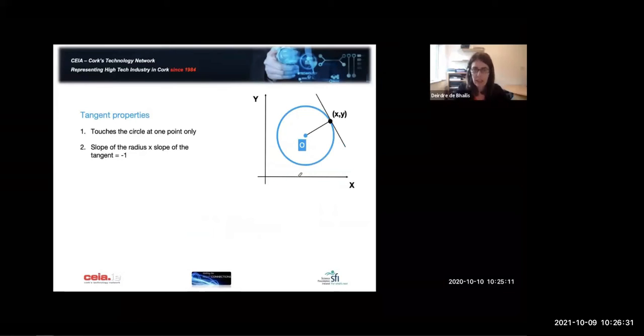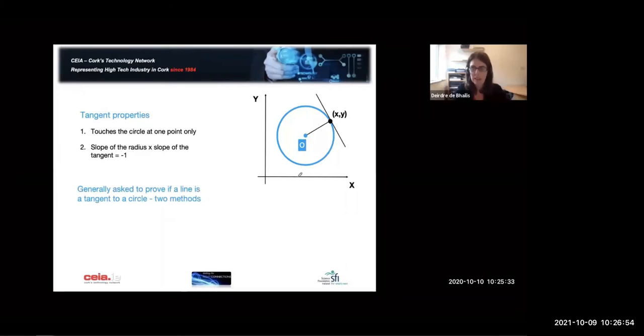And we've already seen that the slope of the radius multiplied by the slope of the tangent is equal to -1 because they are perpendicular to each other. With tangents, we're generally asked to prove if a line is a tangent to a circle. And there are two methods to doing this.